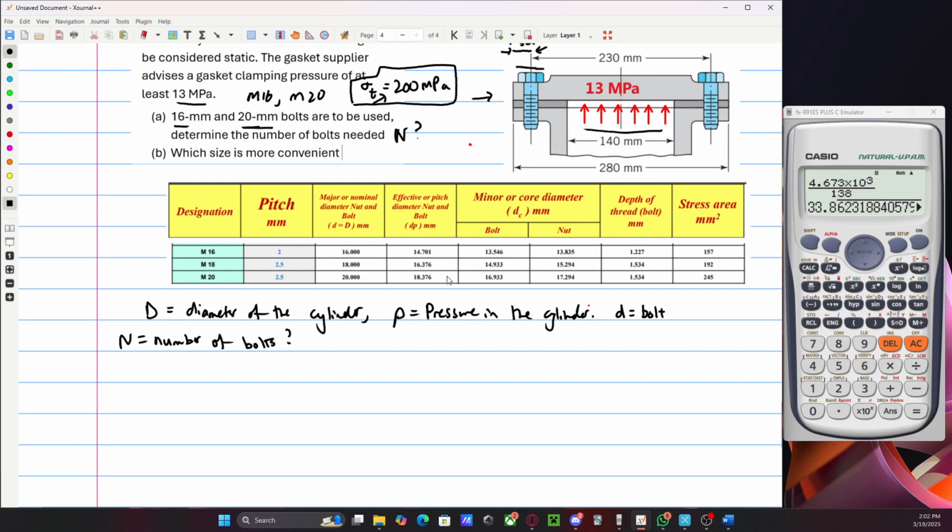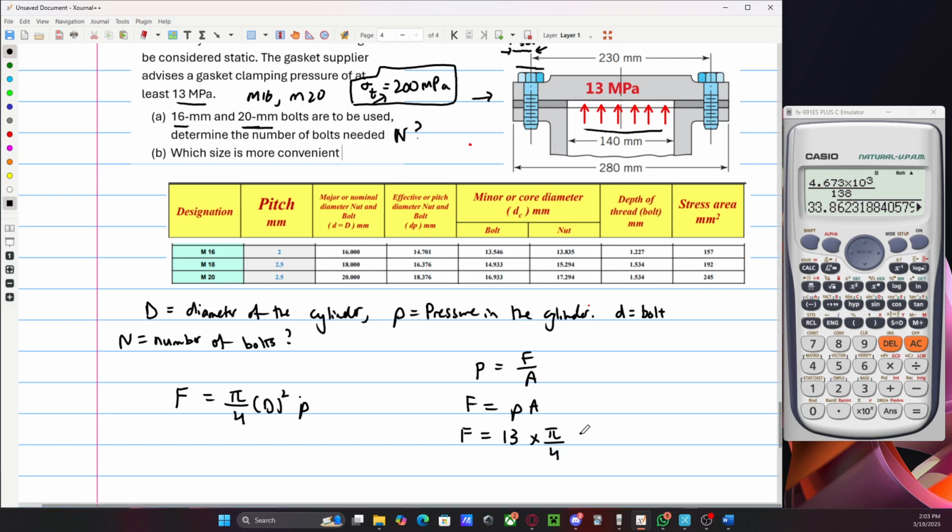Now, how we do this is our force acting on the cylinder will just be pi over 4 times our D squared times our pressure. Now, how does this make sense? I'll explain. Pressure is equal to what? Force over area. Force is equal to pressure times area. So our force is 13 megapascals times pi over 4 D squared, where D is a capital D squared.